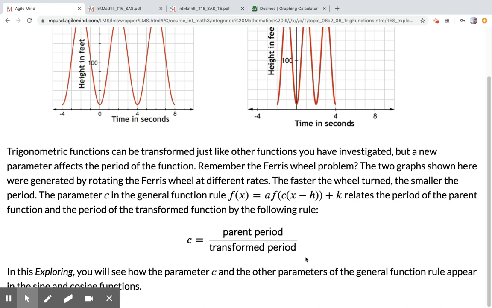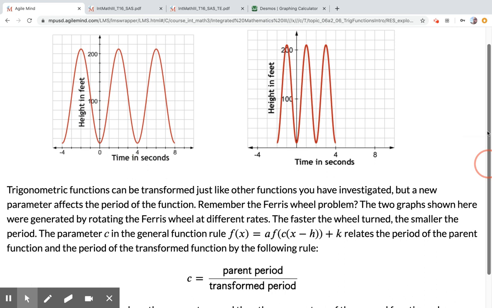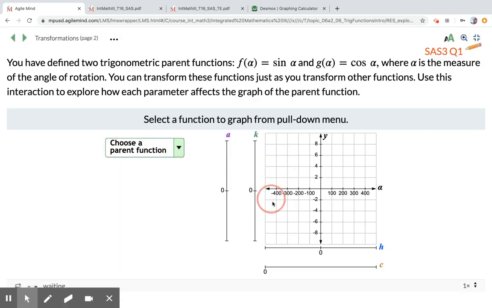And we're going to play with this, and you'll start to see how C works, and we'll play as well with the other parameters, which you kind of already know how they work. But we'll play with C a little bit, and I'll help you understand what's going on with C just a little bit better. So C is the new guy, and C is going to affect the period of our function. So, screw talking about it. I'm going to show you. That's right. Question number 1 on student activity sheet 3.